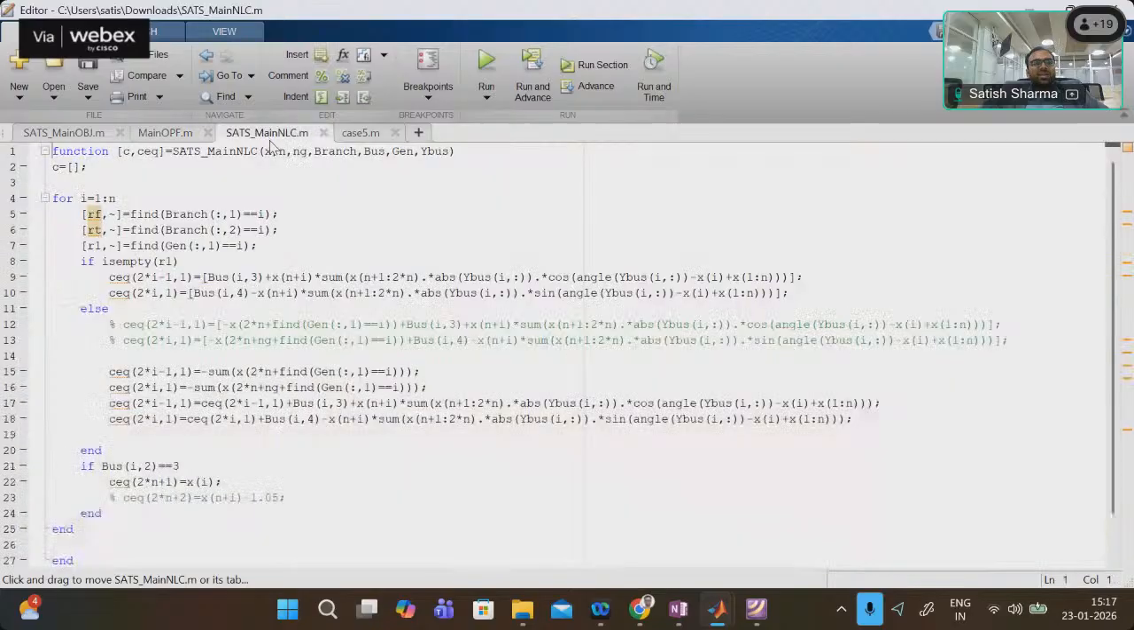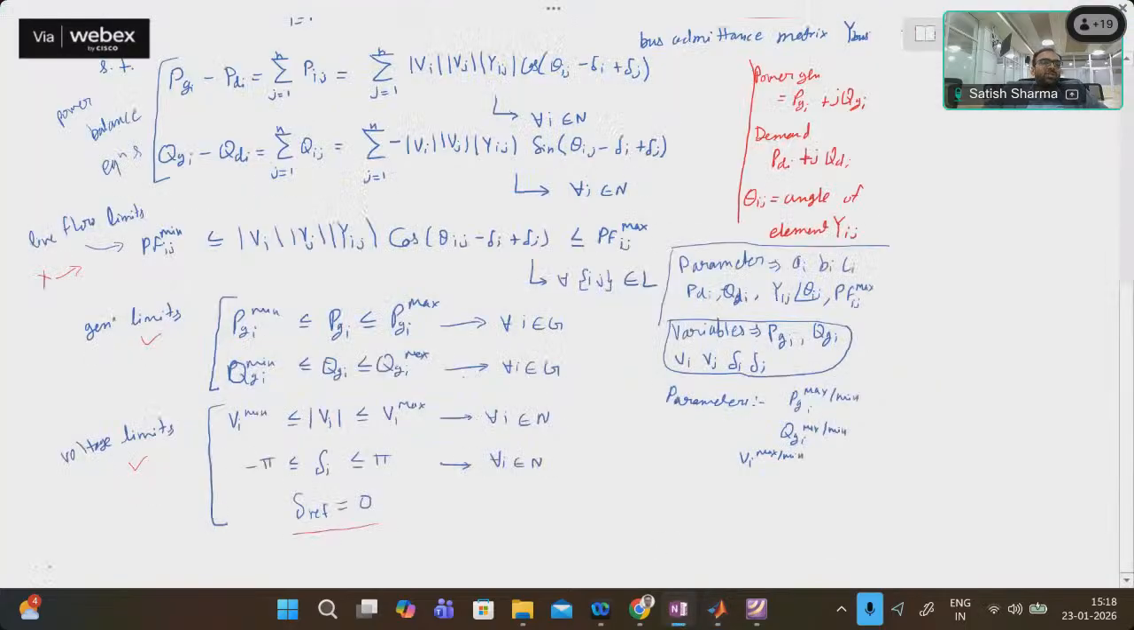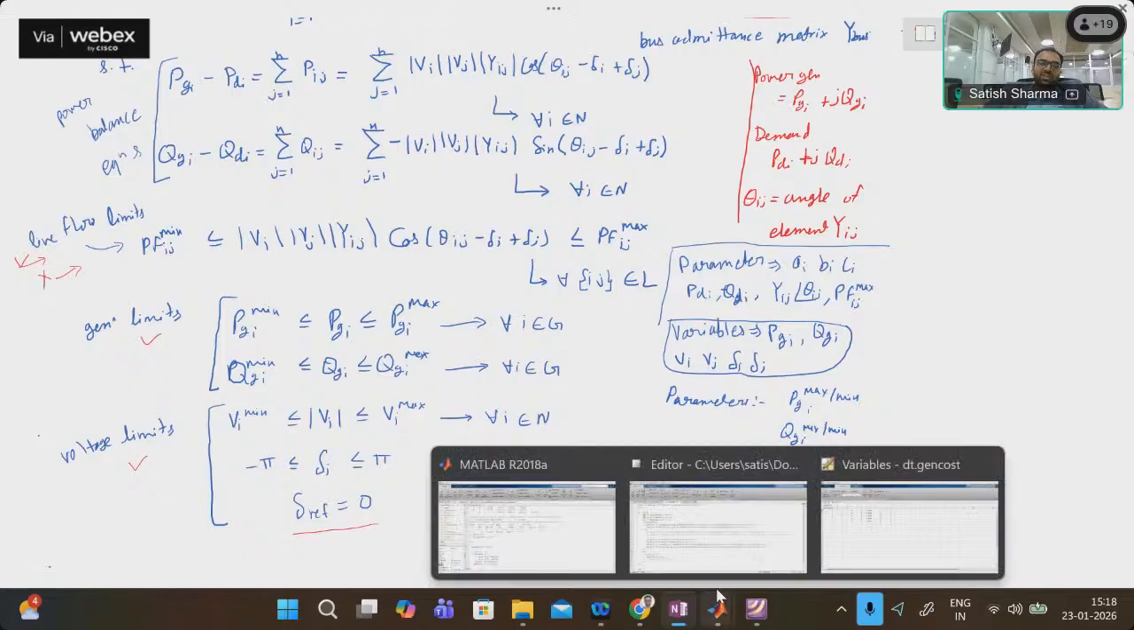In nonlinear constraints I have defined here, it is still a good piece of code and a very robust one. I needed only one loop and everything. So this is C and Ceq. C is the inequality constraints, Ceq the equality constraints. As I told you, for this particular demo I haven't defined inequality constraints, but we have one nonlinear equality constraint. Line flow limits I have assumed I don't have any. You have to define that. So that is your assignment.